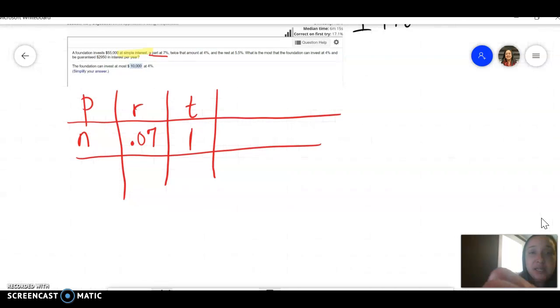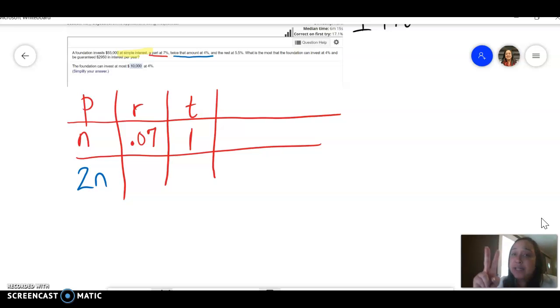That second piece says then twice that amount at 4%. Well, I have no clue what that first amount was. I put a variable in there because I didn't know. I've done math long enough to know that if I don't know something, I can stick a variable in there for what I do not know, and I can solve for it later. Now it's telling me that I'm going to double that unknown amount. If my first unknown amount is N, then what is twice N? It's 2N. So I'm going to put 2N there.